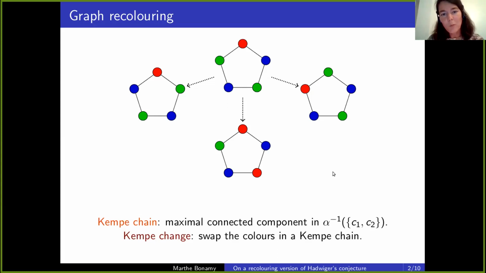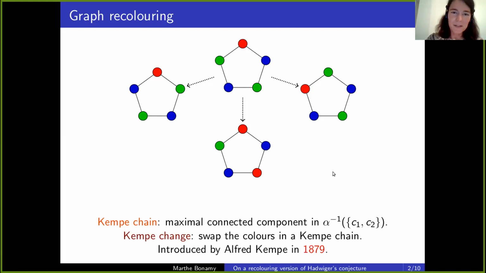So in general, why do we care about this operation? Initially, it was introduced by Kempe, as you can guess from the name. It was ages ago, in 1879, before graph coloring was much of a thing. And as you can guess from the time, it was introduced as an attempt to prove the four-color theorem. So it did not quite work. It's still a tool which is useful in the proof of the four-color theorem, but it was not enough by itself to prove it.